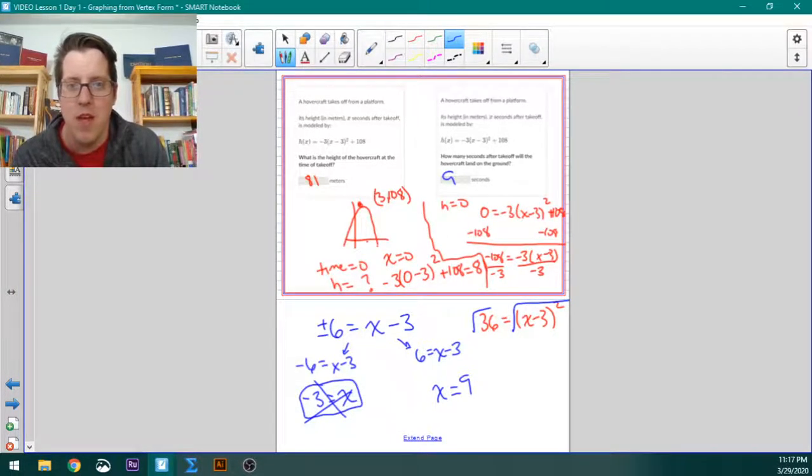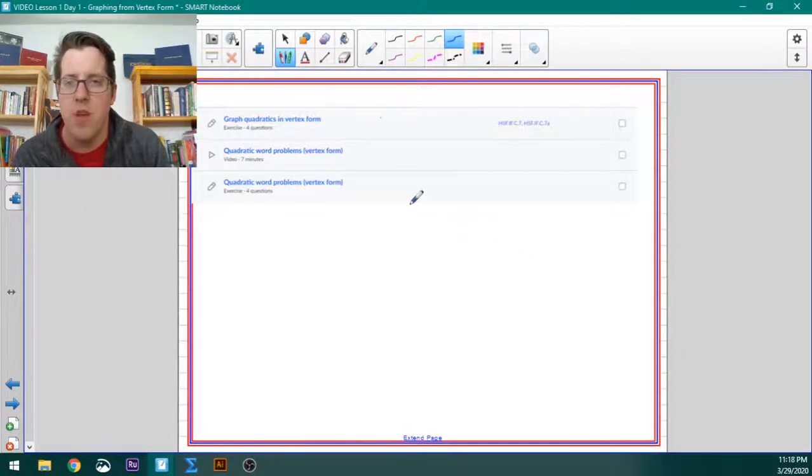All right. Have fun with that. The activities that you're going to do are these two. Graph quadratics in vertex form and quadratic word problems in vertex form.